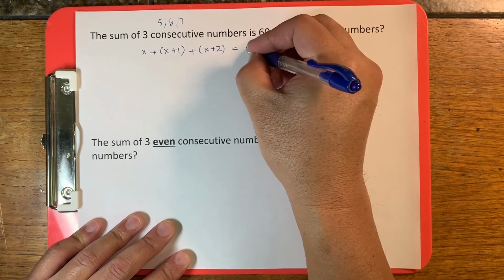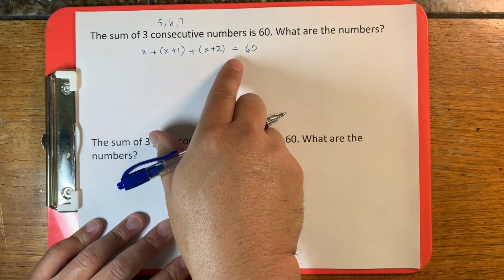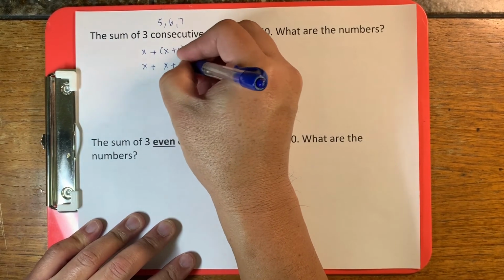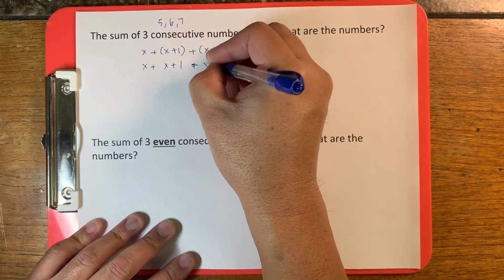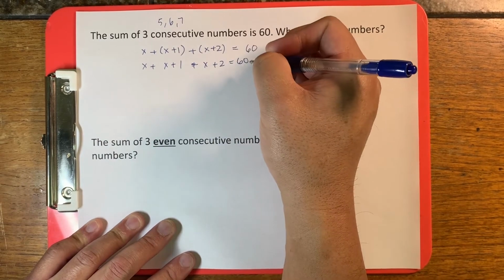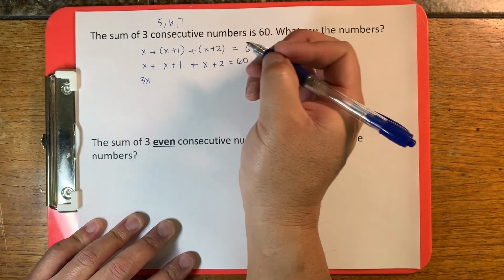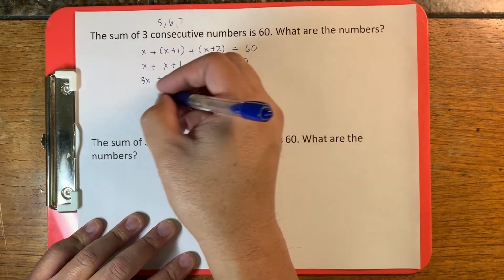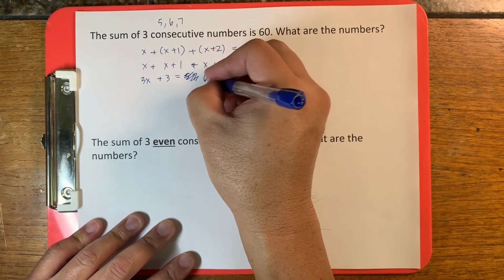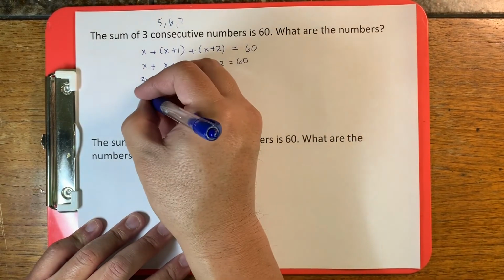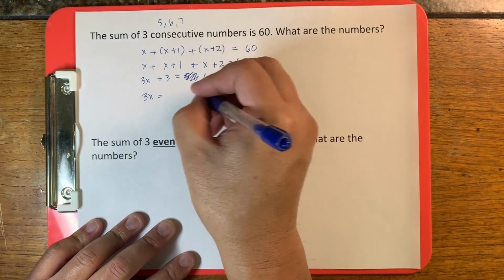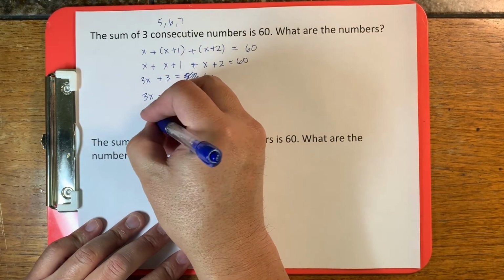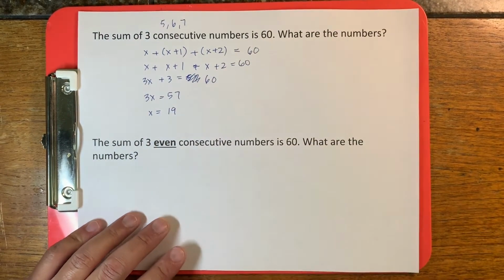When we add them all up, we get 60. Now we can ignore the parentheses, and we can combine like terms. So we get x plus x plus 1 plus x plus 2 is equal to 60. And now we get 3x plus 3 is equal to 60. And then when we subtract 3 from both sides, we get 3x is equal to 57, and then we divide both sides by 3, we get x is equal to 19.